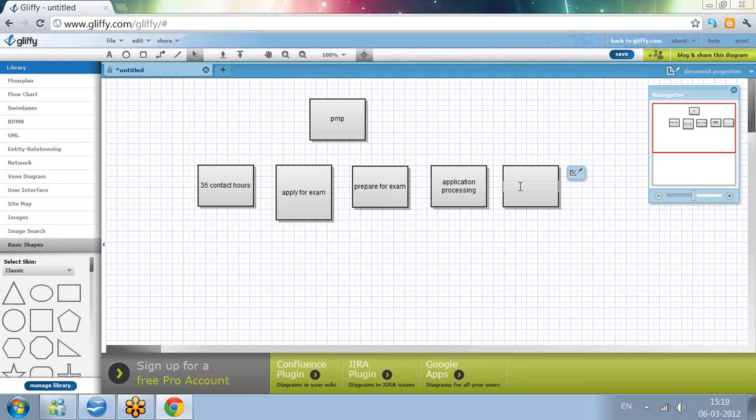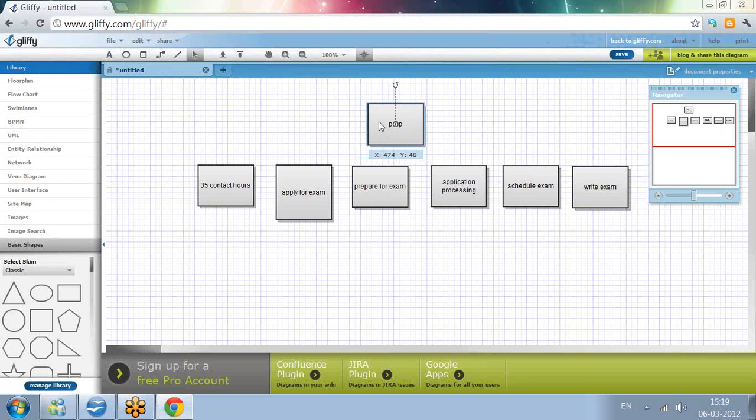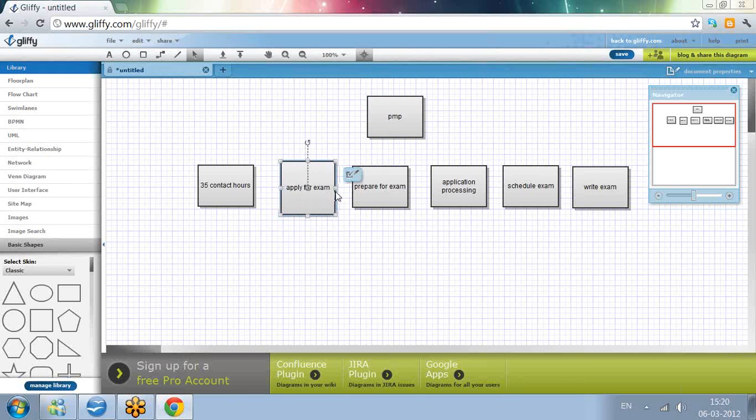application processing, and the next one is schedule exam. And if the exam is scheduled, maybe we must write the exam. So this is level 0, this is level 1. Now for applying for exam, we have to fill up the application form. All those things are fine. So this is the first cut WBS here.